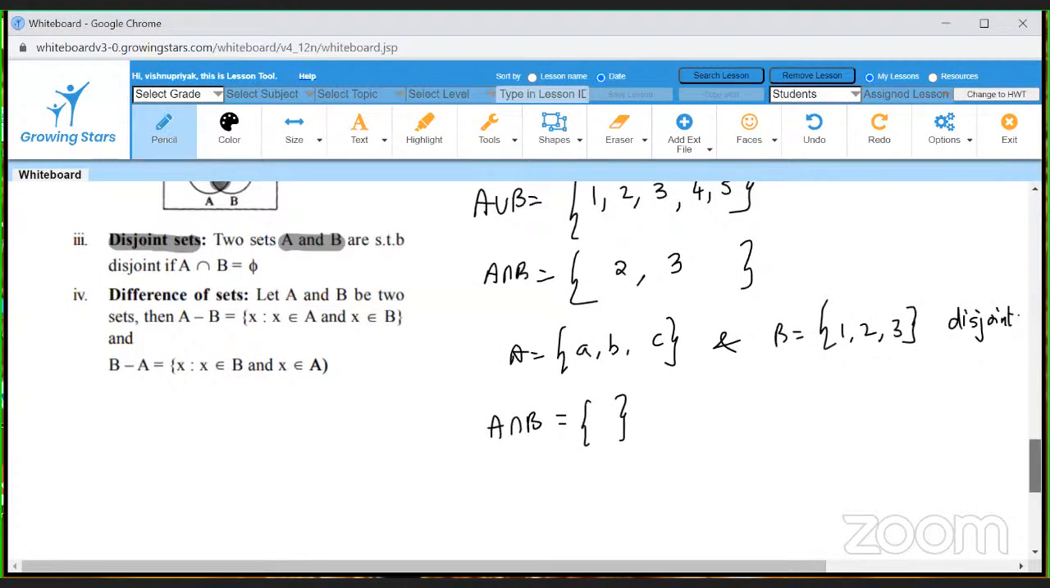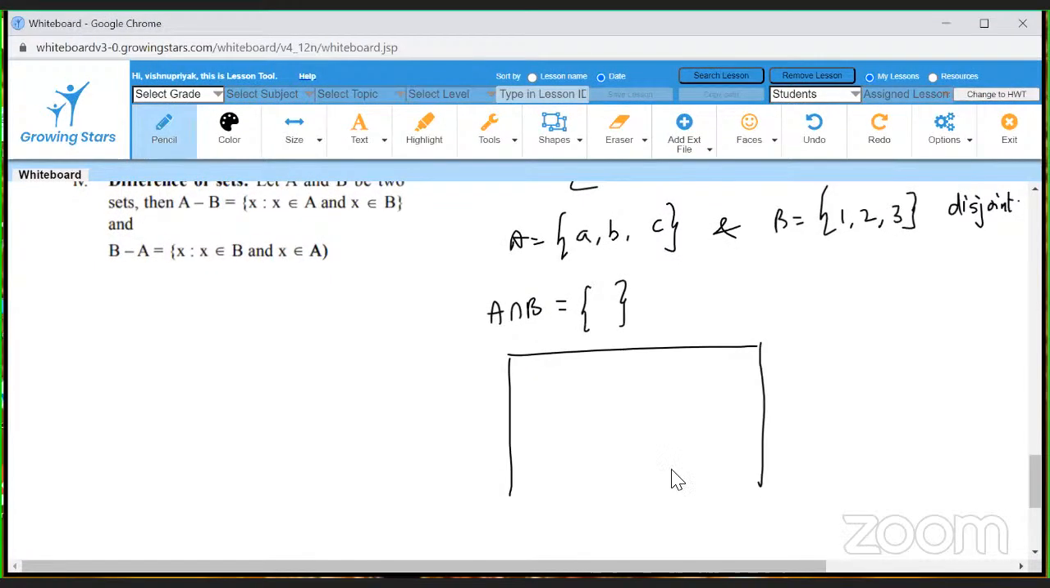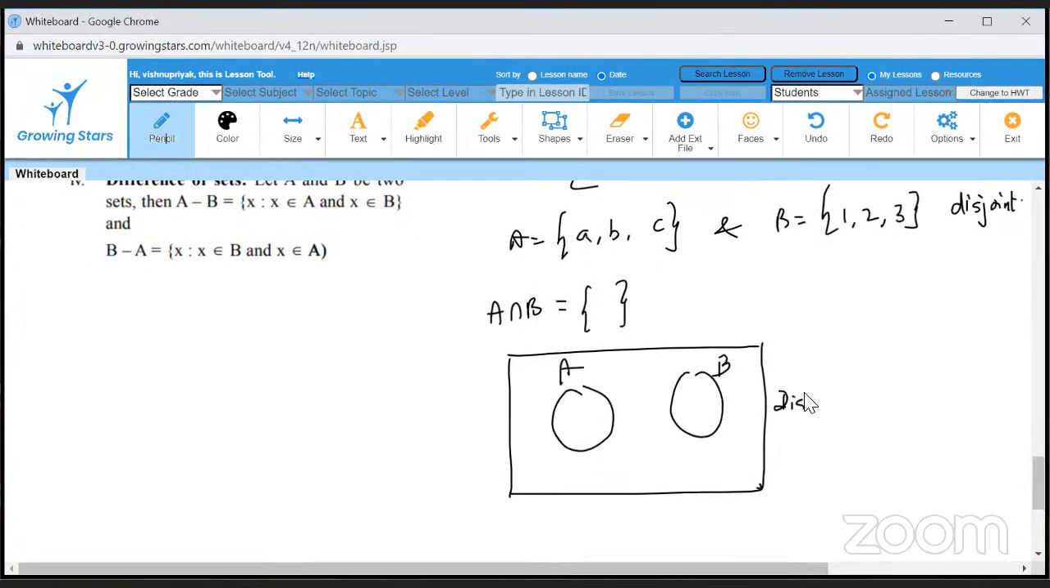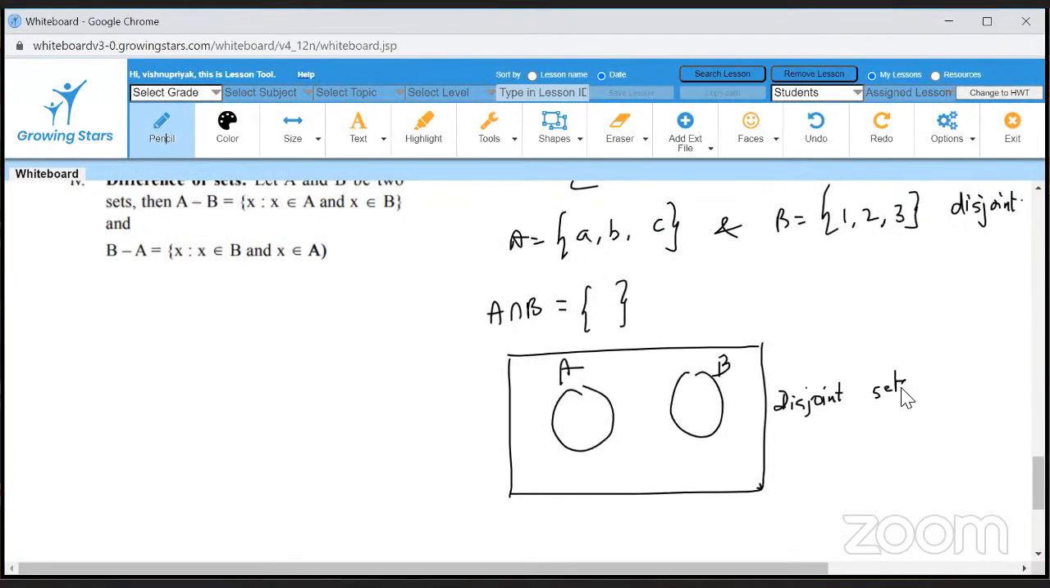So here A and B are called disjoint sets. In a diagram, how will the disjoint sets look? It will be like this. A will be separate, B will be separate. They never touch or meet each other. Nothing is common. Both are completely separate. So disjoint sets look like this in the diagram.